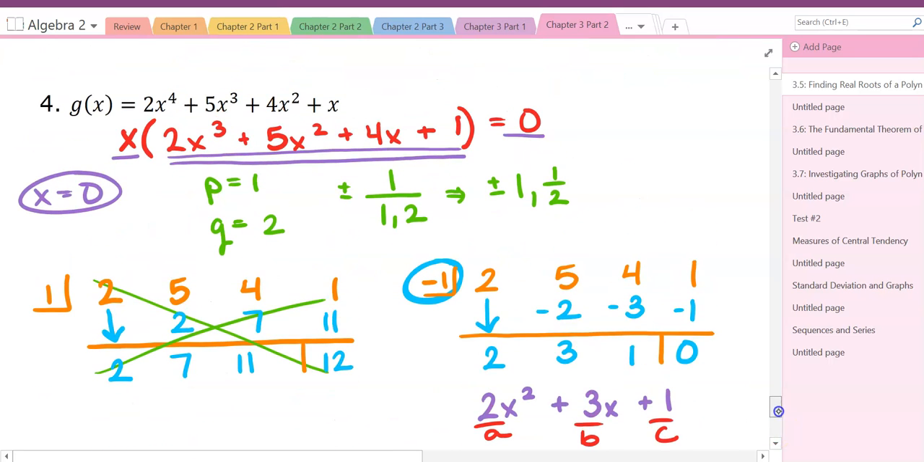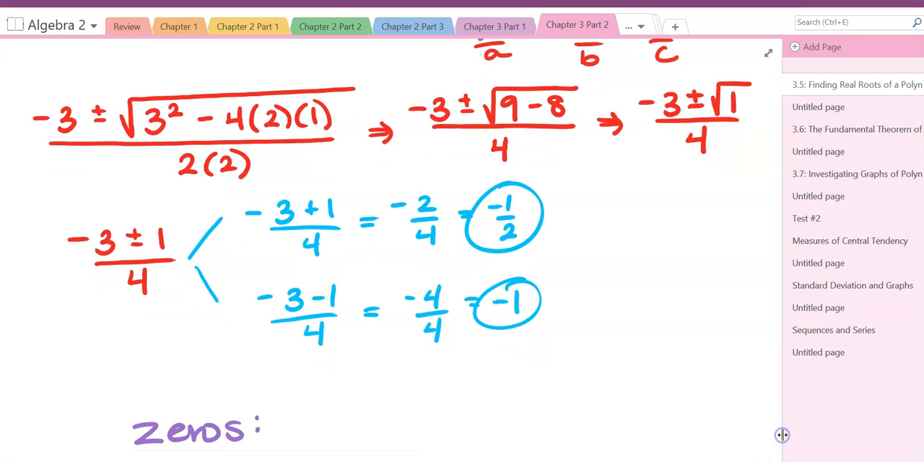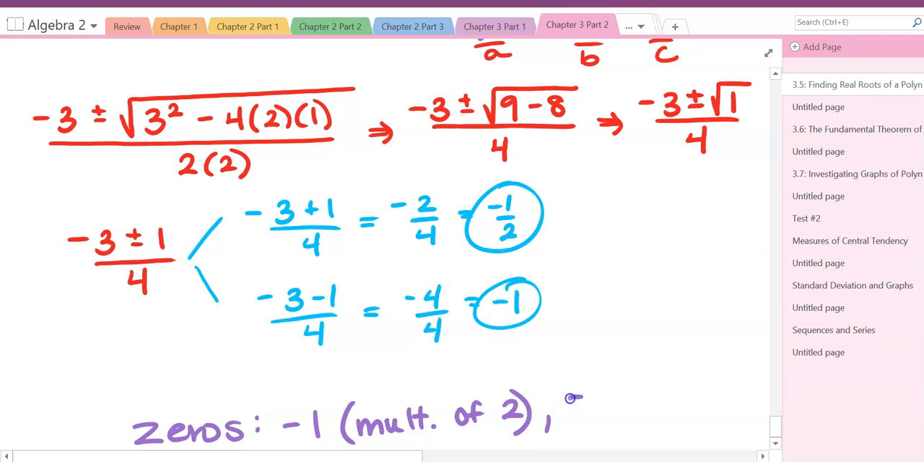So coming back up here, the very first one we found was a 0. Then we found negative 1. And then we had negative a half and negative 1 again. Which one is repeated there? Negative 1. So what do I need to write next to negative 1? Remember? Good, that multiplicity comes up again because it showed up twice. So we would say negative 1, and then right next to it in parentheses, I would say multiplicity of 2 because it showed up twice. Then I'm going to do the negative 1/2, and then I'm going to do my 0.